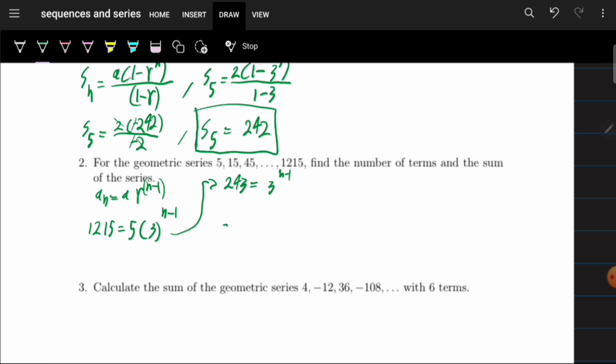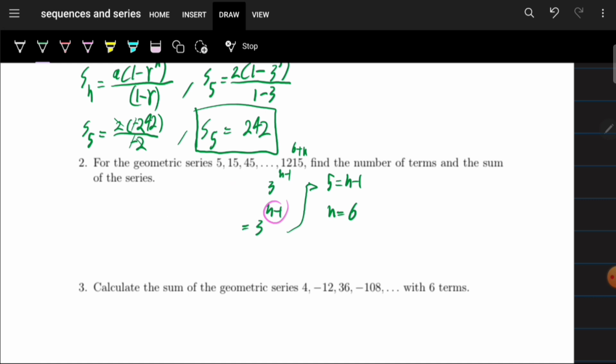So this is the same as 3 to the power of 5, 243, and that's equal to 3 to the n minus 1. If these two bases are equal, and the right-hand side and left-hand side are to be equal, that means their powers also have to be equal. So we can say 5 is equal to n minus 1, meaning n is equal to 6. So this is the 6th term, and there are 6 terms in this series. Okay, let's erase this now and answer the next part of the question.